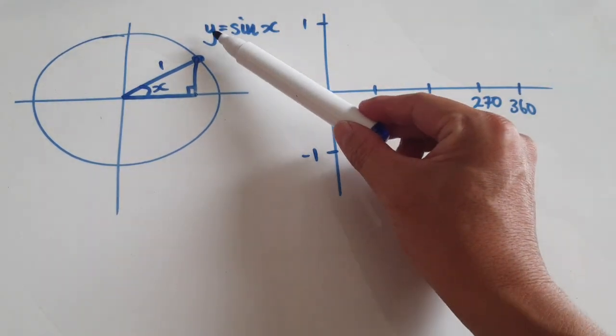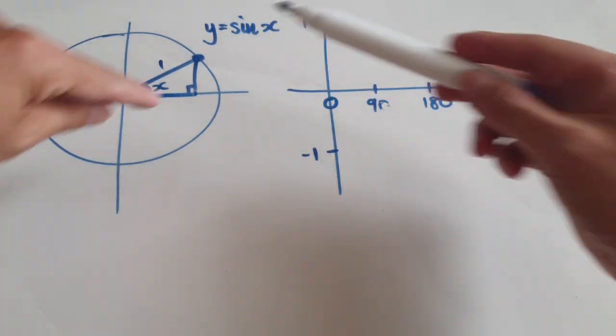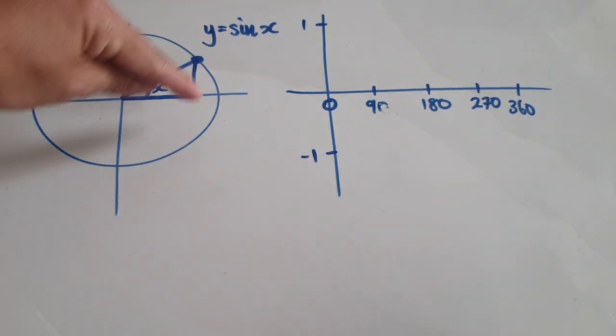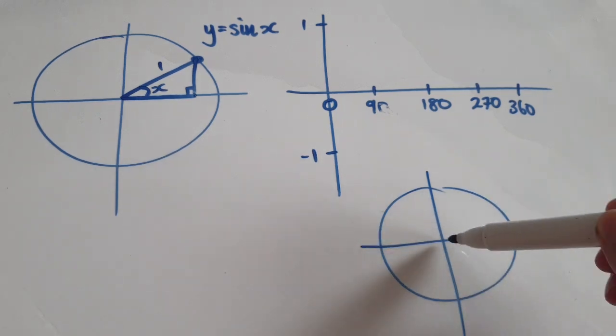Let's try and understand the sine graph. So consider something that's true in real life. In real life, you can always have a circle of radius 1.